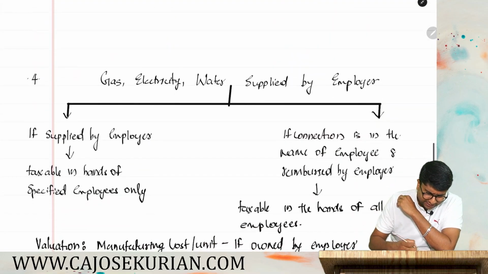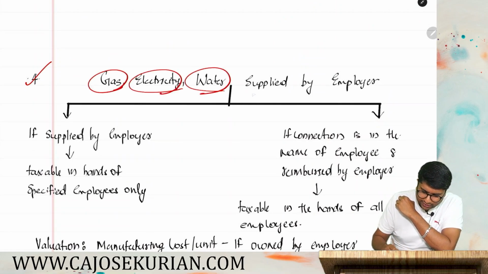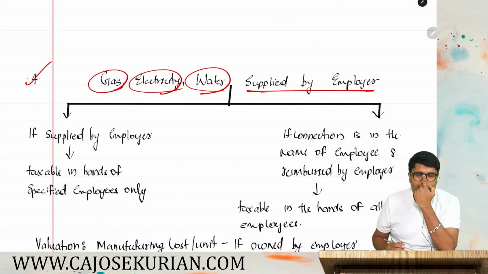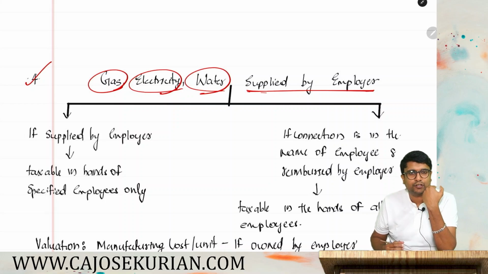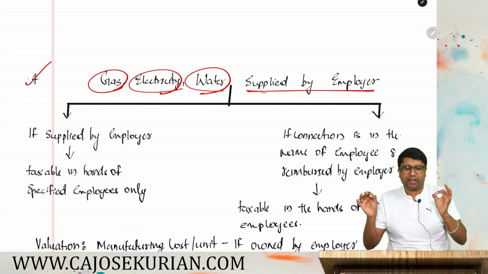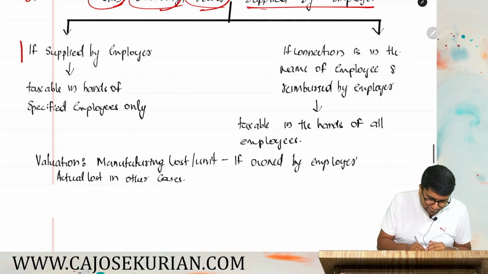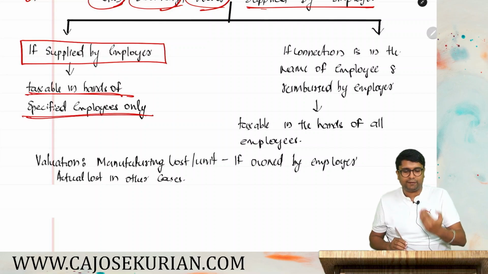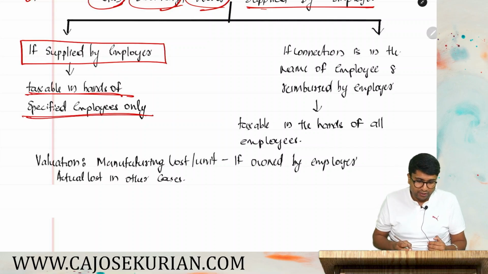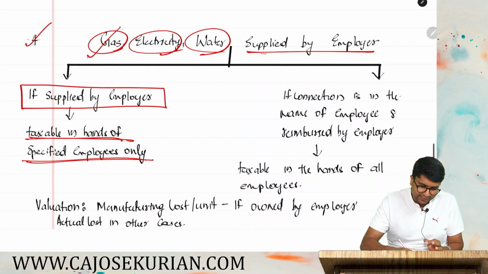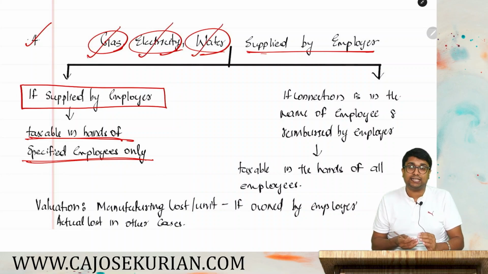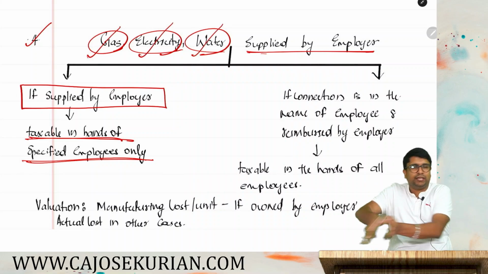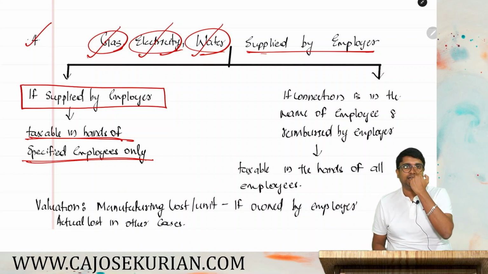Moving on to the next one, friends, item number 4, that is gas, electricity, water, etc. supplied by the employer. So the employer is giving free gas or free electricity or free water to the employee. How do we value the perquisite? If supplied by the employer, then taxable in the hands of specified employees only. That simply means, say, for example, the gas, electricity or water connection is in the name of the employer and given to the employee, then it will be taxable only in the hands of specified employees.